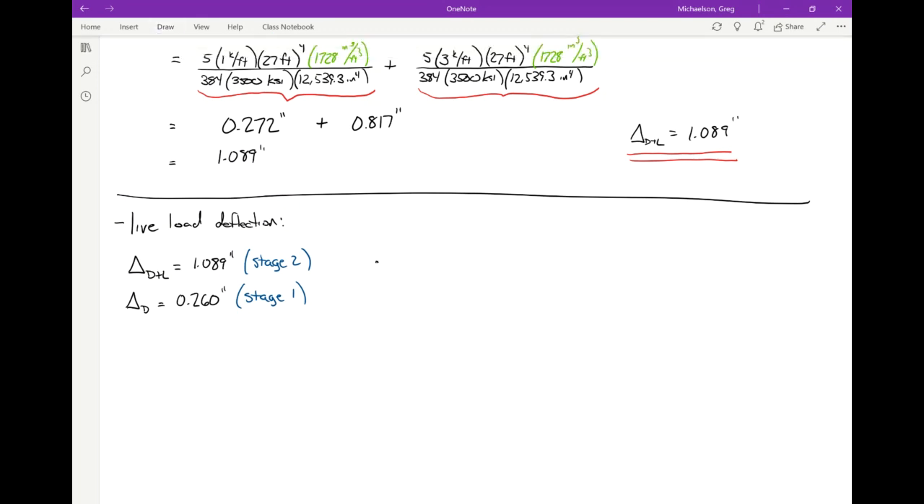So therefore, the deflection due to the live load is the deflection due to dead plus live minus the deflection due to dead load. And so that is 1.089 minus 0.26. And so our live load deflection, subtract the two, and you get 0.830 inches.